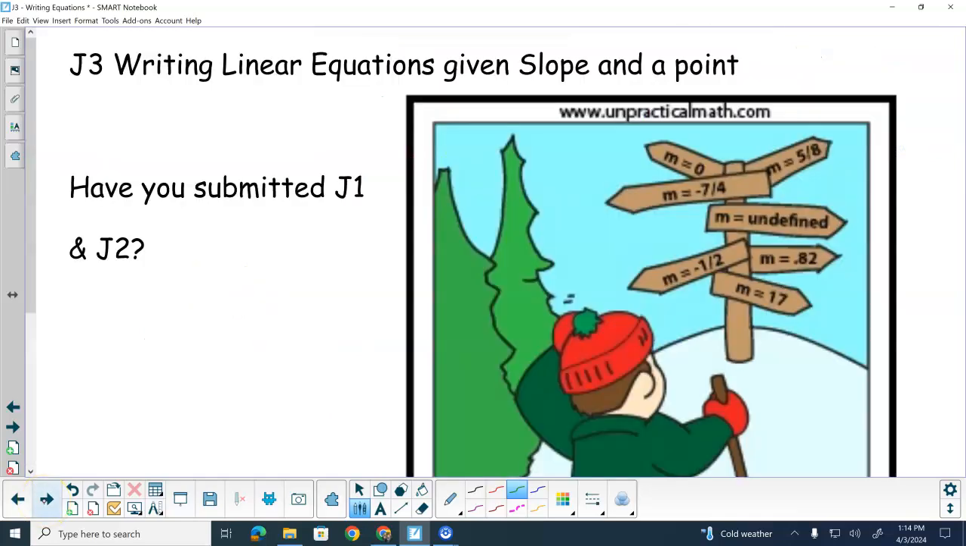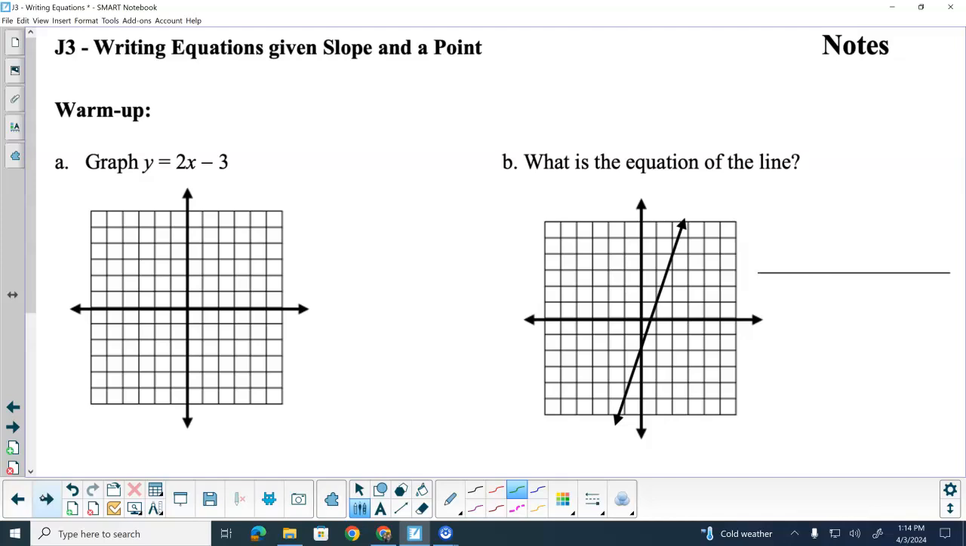So now we can jump into the warm-up today, which is on your J3 notes. So graph this line first, then find me the equation of this line, then wait. Okay? So graph this line, find the equation of that line, then wait.